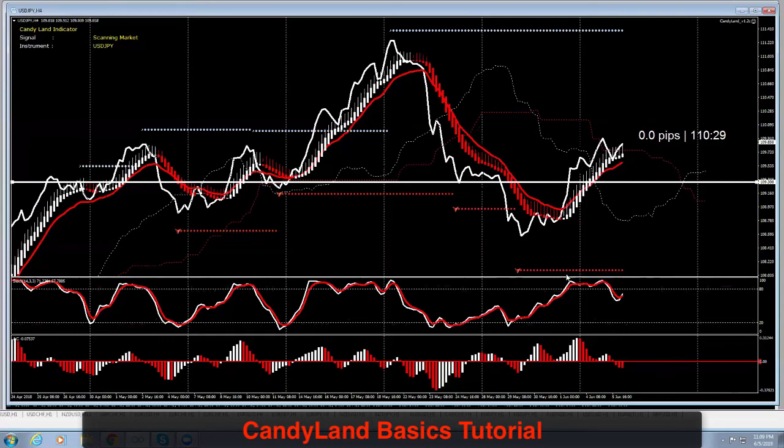So basically, if the white line is below the red, that's a sell. If it's above, then it's a buy. But price also needs to be either totally above or below the cloud as well. Correct. In the beginning.